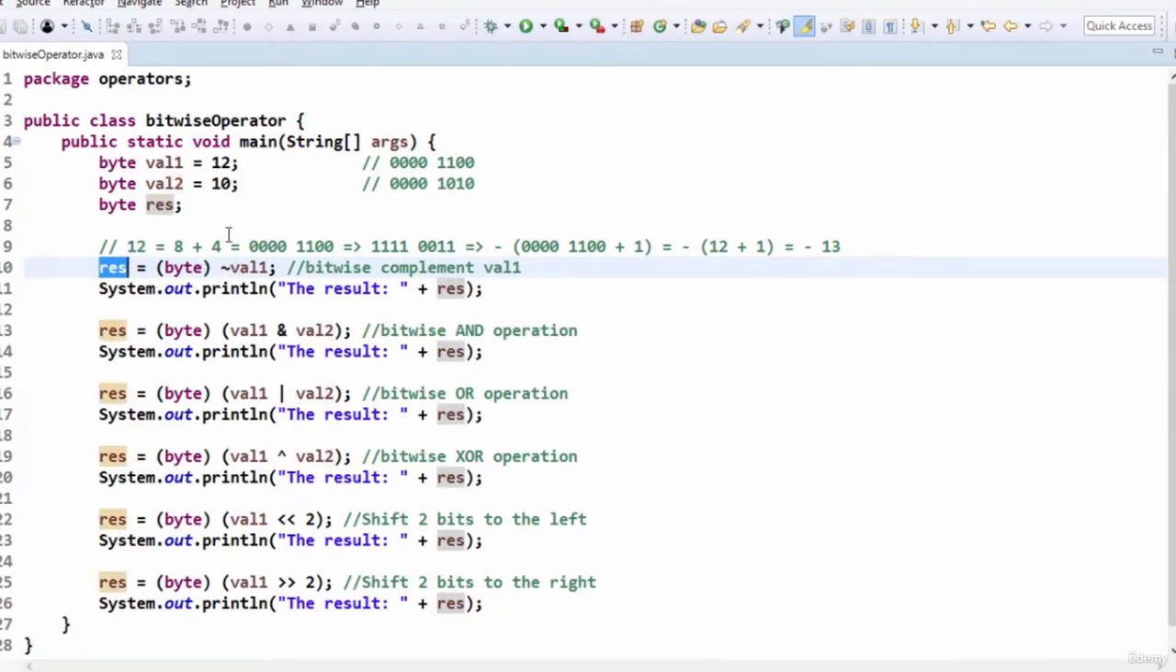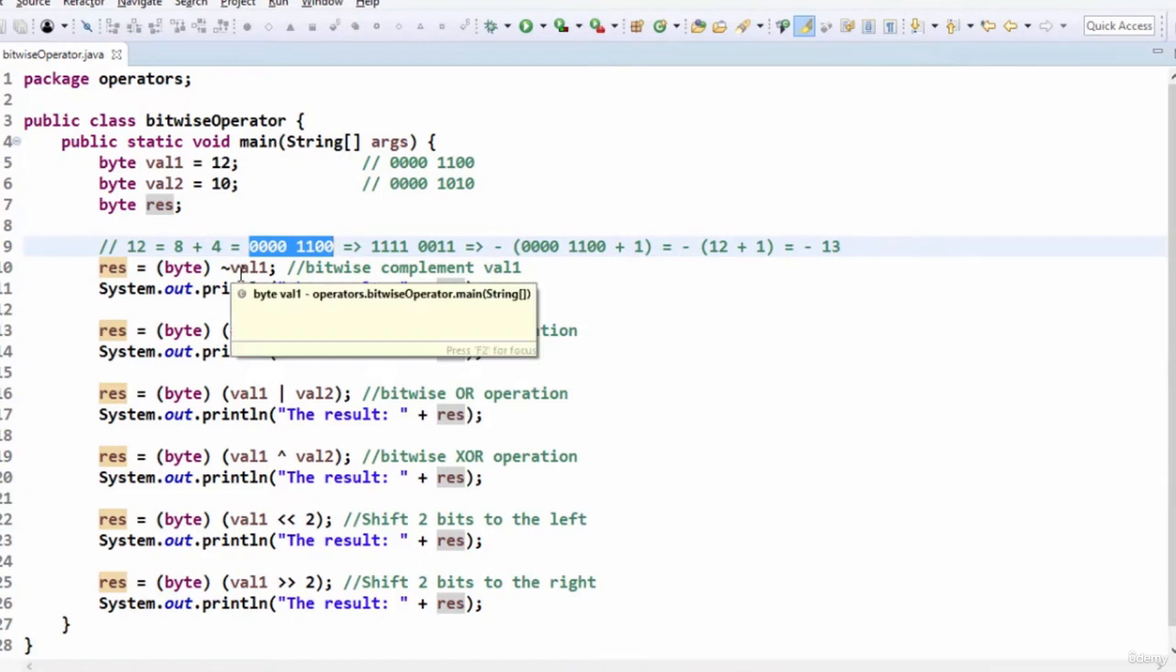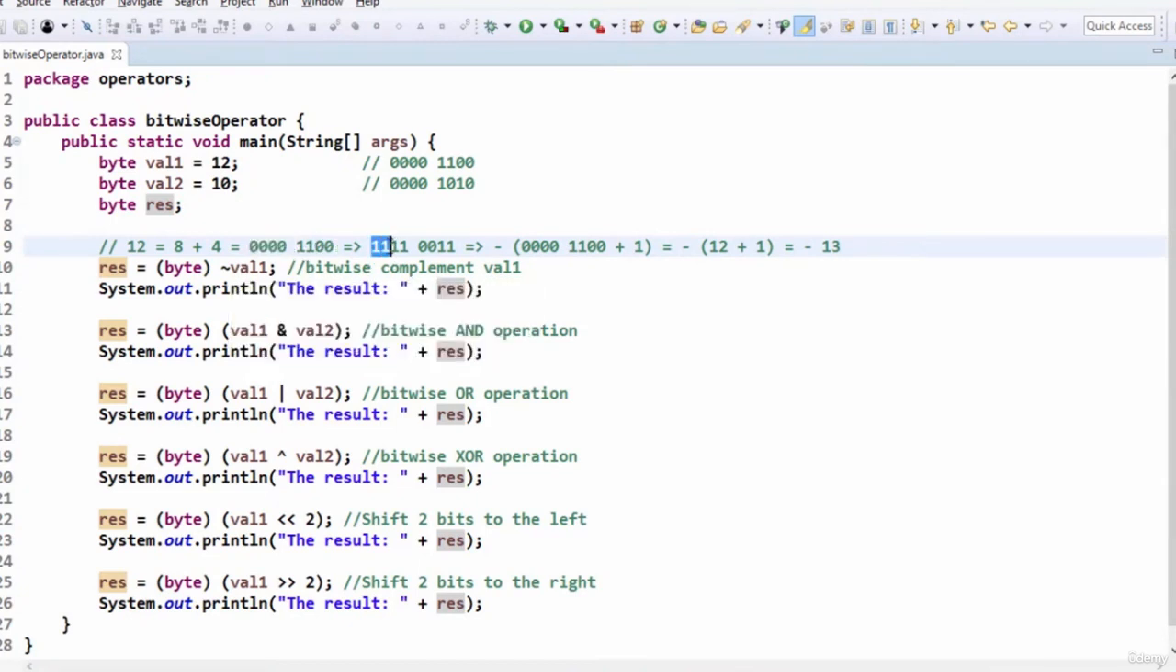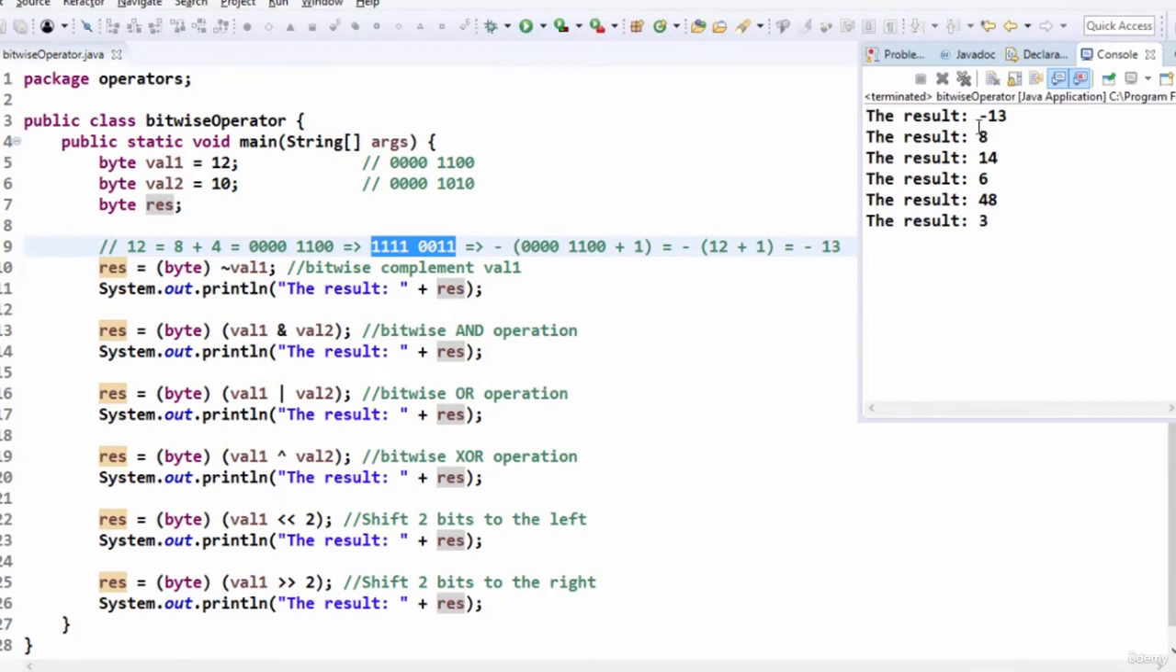So this val1 is actually containing 12. That means there is a binary representation of 12. So 12 means 8 plus 4. That means at the 8 and 4 place we'll be having 1, and the rest of the bits will be filled up with zeros. So to get the ones complement of it, we get four 1s and then 0 0 1 1. So that is the not of val1. If I print this one, we're getting here minus 13.